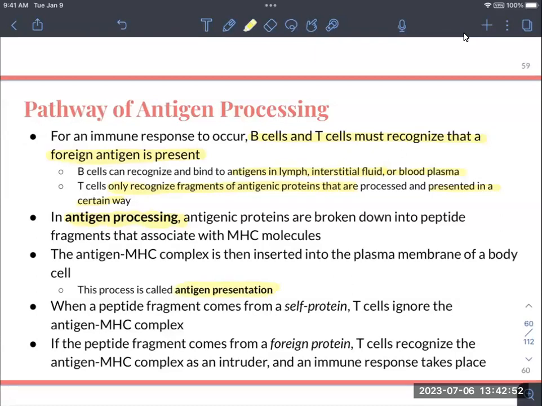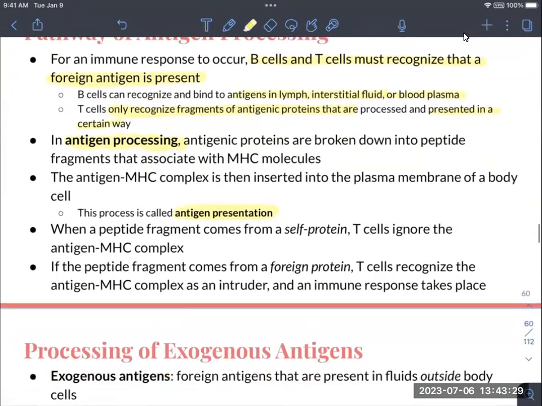So when this peptide fragment comes from a self, our own protein, T cells ignore it. They're like, okay, that's ours, we're fine. But if a peptide fragment comes from a foreign protein, something we didn't make, our T cells can recognize it. And the antigen MHC complex is then an intruder. That's when our immune system can come in and fight these cells.